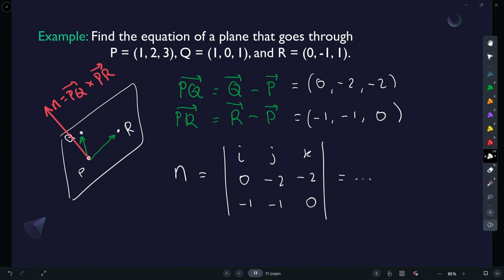Did I make a mistake? So R minus 1 is minus 1, minus 1 minus 2 is minus 3, and 1 minus 3 is minus 2. Is that right? Thank you.